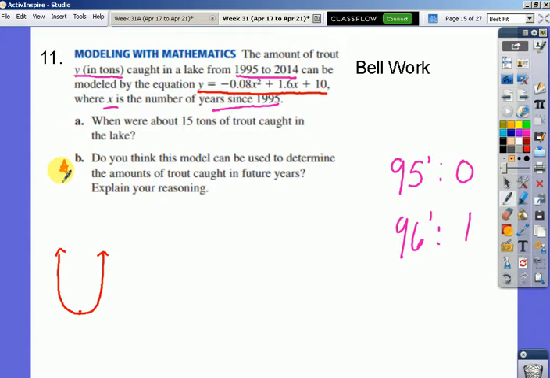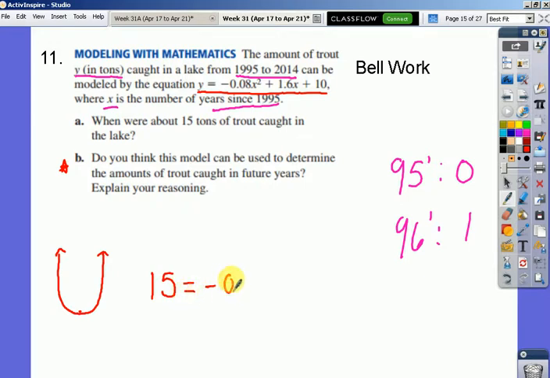So, it says when were about 15 tons of trout caught in the lake? When you look at this problem, how did you solve it? What did you do in your problem solving process? Yeah, plug in the number of years for y, right? Because that's the amount in tons. 15 tons of trout. So you just plug it in, and now you're trying to find that number of years.